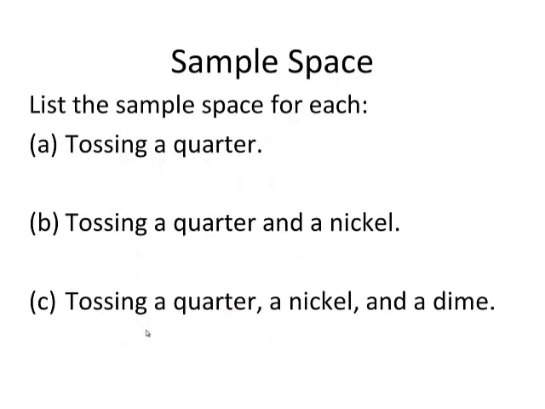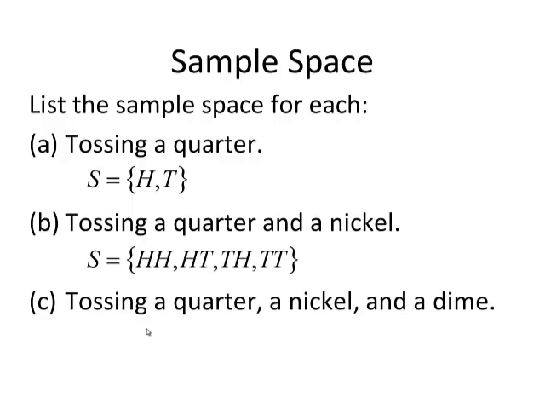All right. So sample space. List the sample space for each of these. A, tossing a quarter. What are all the possible things that can happen when you toss a quarter? You can either have heads or tails. Tossing a quarter and a nickel. You can have heads, heads; heads, tails; tails, heads; and tails, tails.